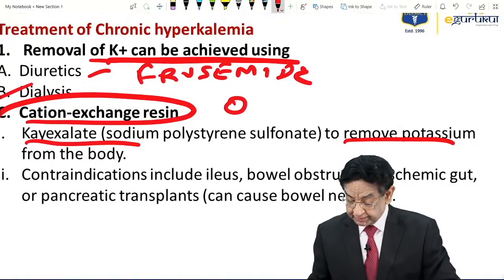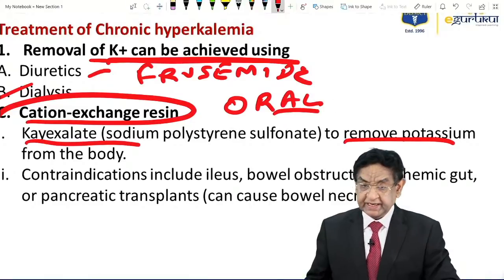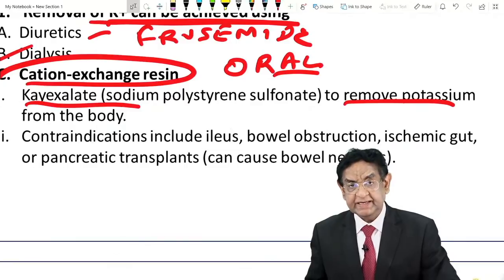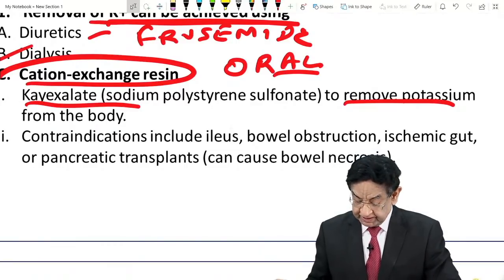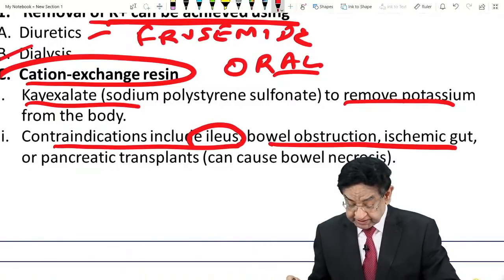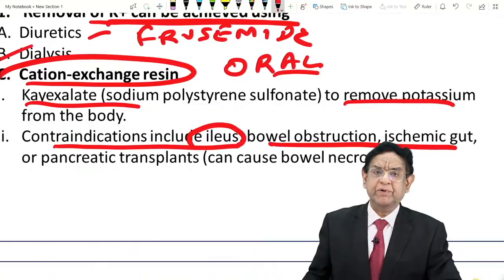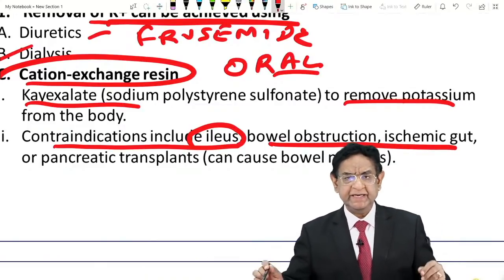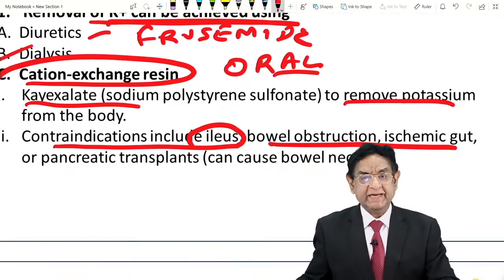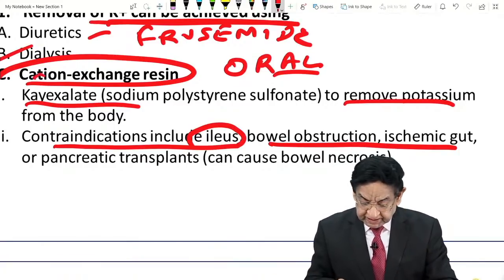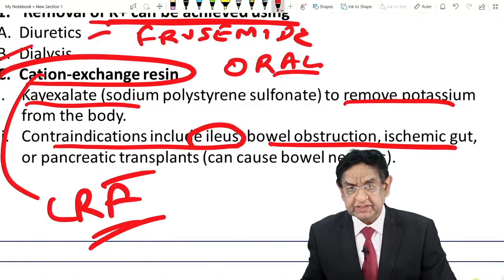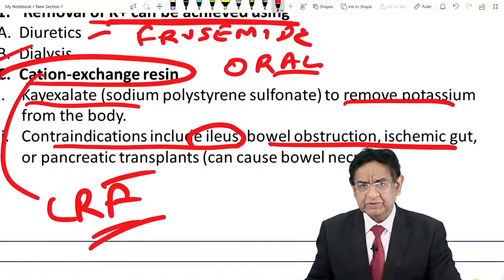It is given orally. It chelates the potassium which is going with the food. It chelates the potassium at the level of the GIT. Contraindications include ileus, bowel obstruction or ischemic gut. So in any major problem of the GIT, like ileus, don't give. But it is an orally acting drug. We especially use it in conditions like chronic renal failure, because due to CRF the potassium level is very high, so it is mainly used in such conditions.